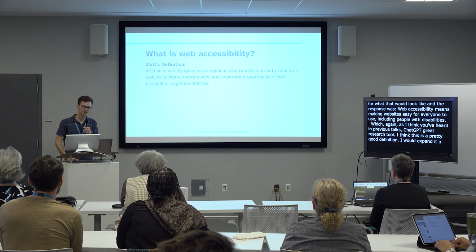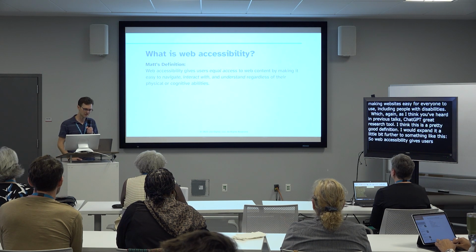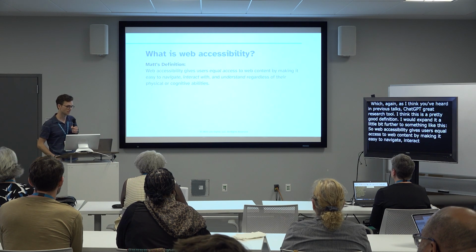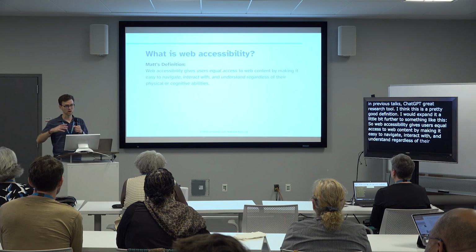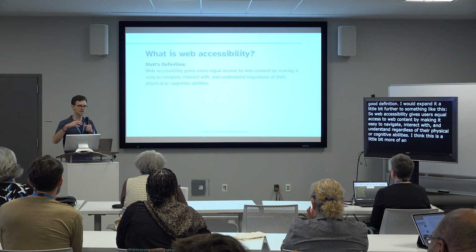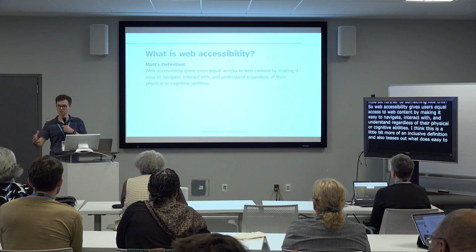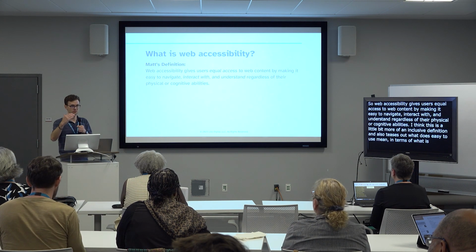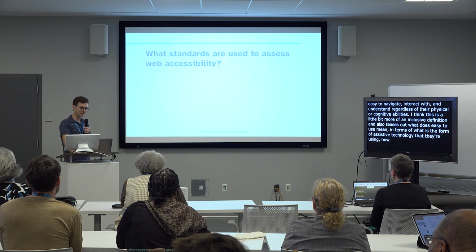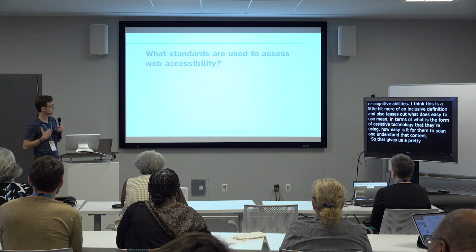So web accessibility gives users equal access to web content by making it easy to navigate, interact with, and understand regardless of their physical or cognitive abilities. I think this is a little bit more of an inclusive definition, and it also kind of teases out what does easy to use mean. That can take the form of the device that they're using or assistive technology that they're using to access your content. How easy is it for them to scan and understand that content? So that gives us a pretty good baseline of what web accessibility is or how we might define it.